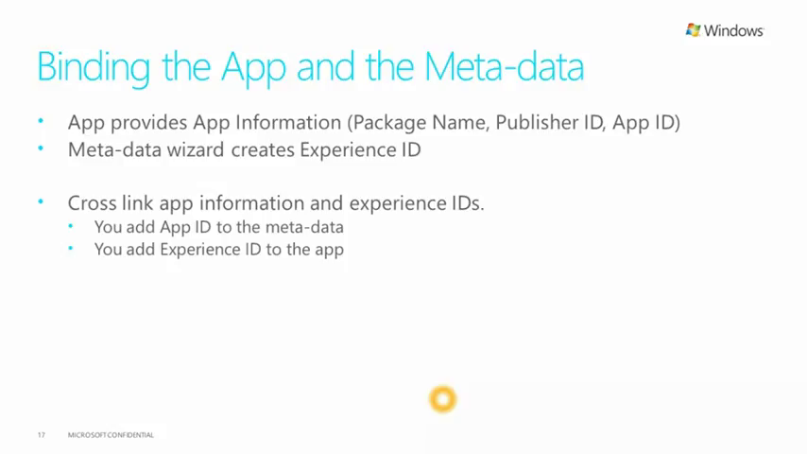Binding of the app and the metadata is done with Experience ID and the app information as well. So you cross-link the Experience ID, which lives inside of the metadata. You put that Experience ID inside of the application package, and then you put the application information inside of the metadata. And now those two things are linked.